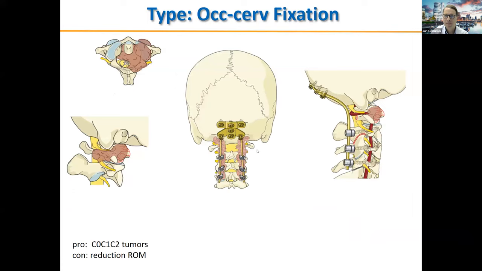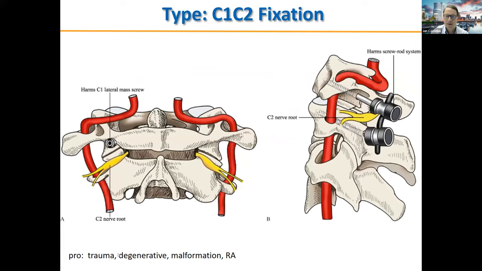So which kind of fixations do we have at the craniocervical junction? If we have the occipital condyle or the C1 region involved, then we have something which spans the occipitocervical junction, going from the occiput to the cervical spine. If we have a more regional problem, so often the other indications that I mentioned, trauma, degenerative malformation, then often it's enough to just do a fixation between the atlas and the axis.